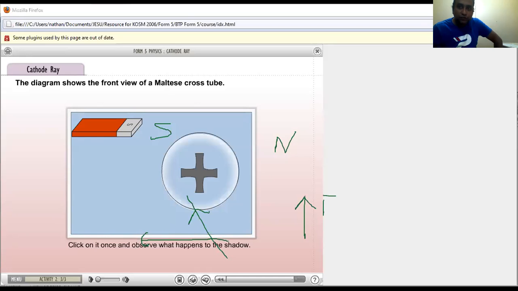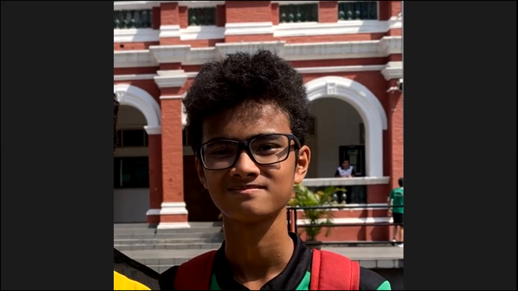Okay, so use your Fleming left hand rule. North to south, that means when the electron is coming out, the current is going in. Okay, next.